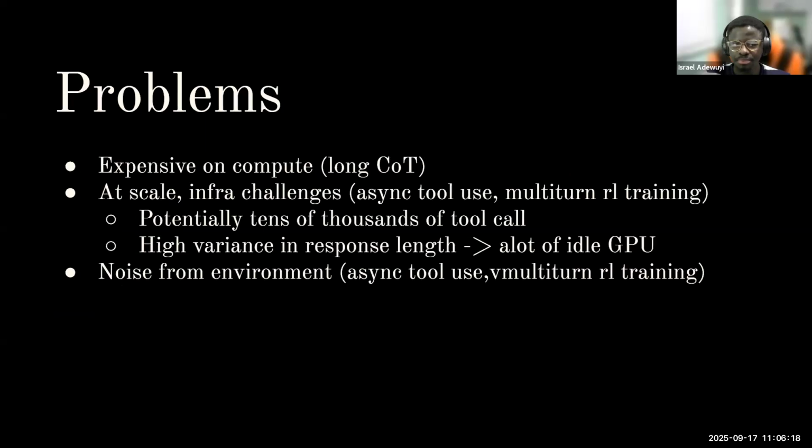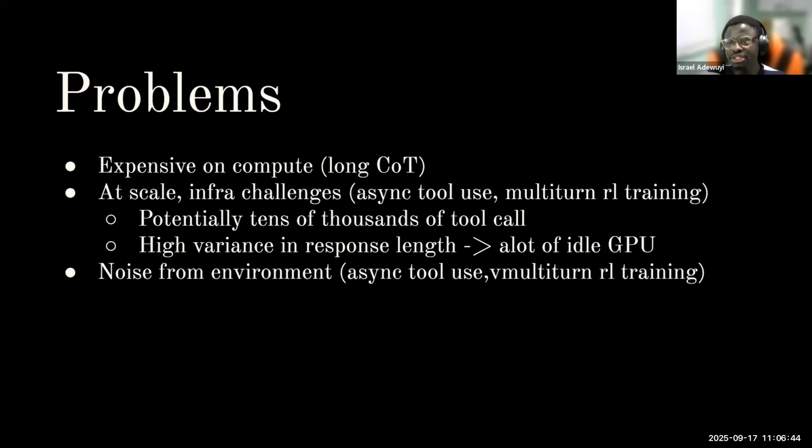Mainly, it's expensive on compute. You have to spend a lot of compute to calculate both the forward pass and the backward pass. Then you have problems with the infrastructure. If you have a lot of tool calls across your RL training run, this could be a lot of load on whatever setup you're using to train your model.